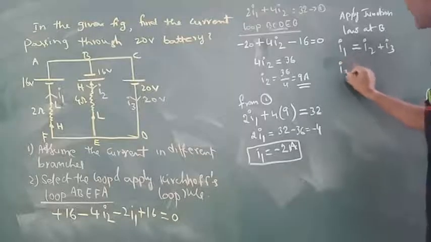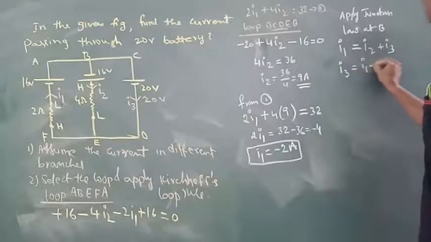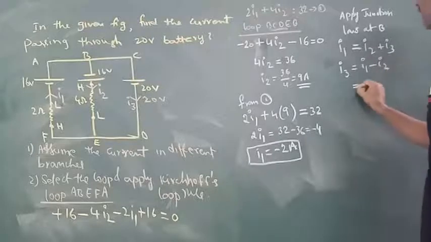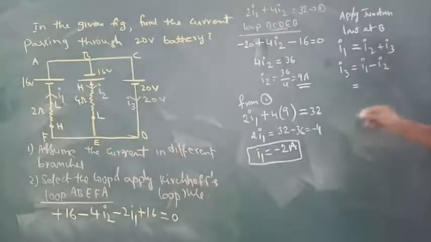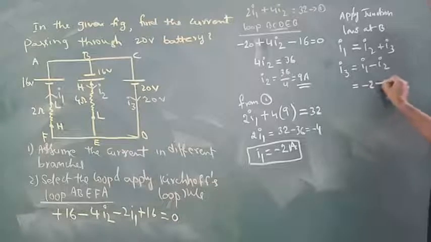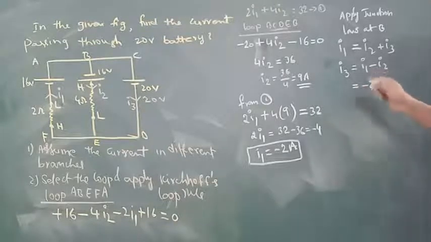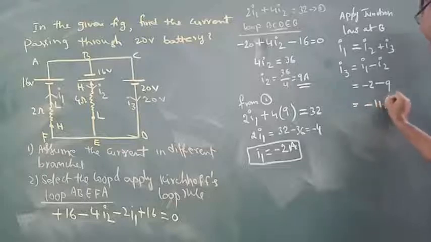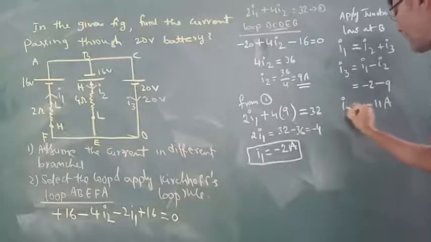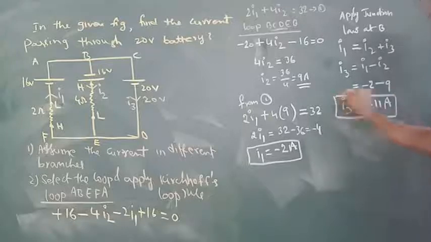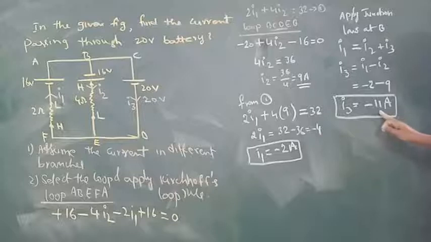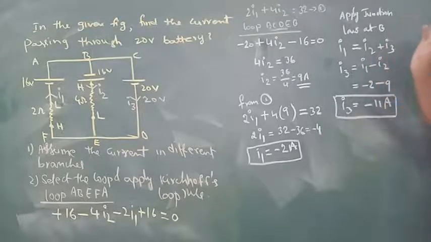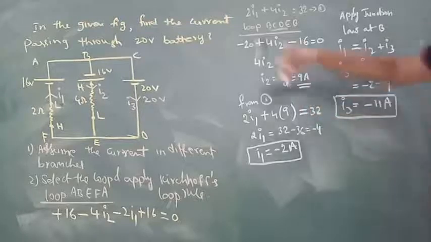We need the I3 value. I3 is equal to I1 minus I2. That is equal to minus 2 ampere minus I2. I2 is 9. That is minus 11 ampere. So through the 20 volt battery, the current flowing is 11 ampere in the opposite direction to our assumption.